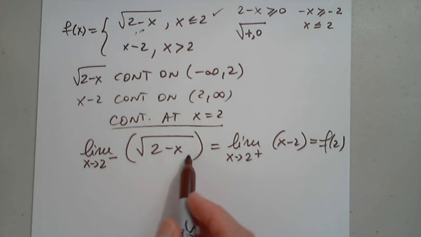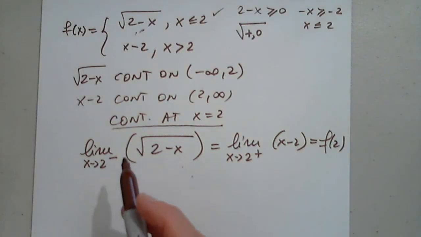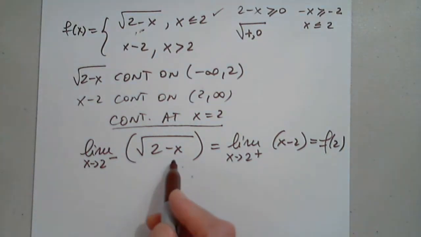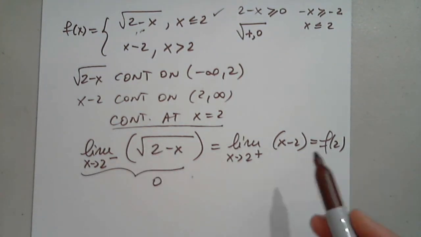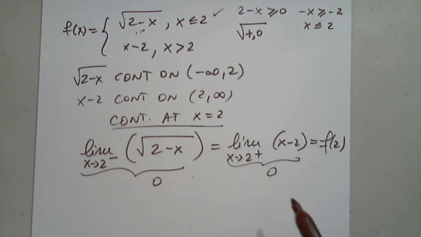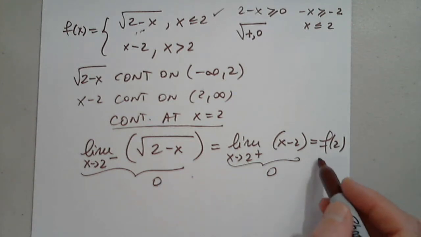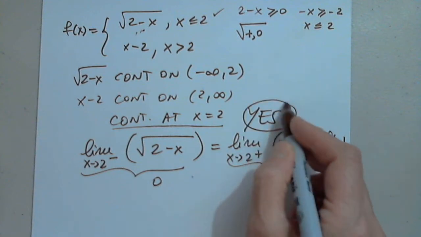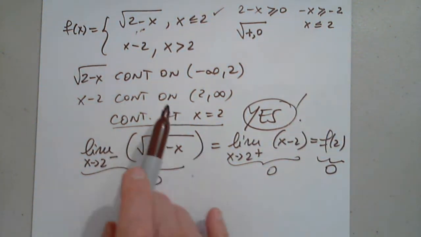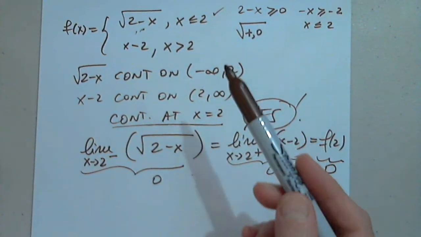When I plug in 2 from the left, I get 0. When I plug in 2 from the right, I get 0. This is this, so this is also 0. So I conclude, yes, continuous at 2, so basically it's continuous on all real numbers.